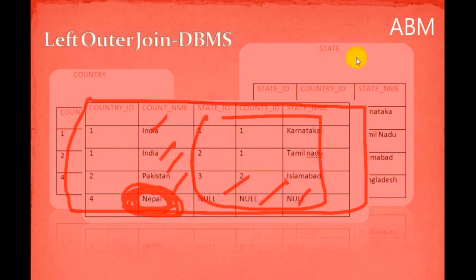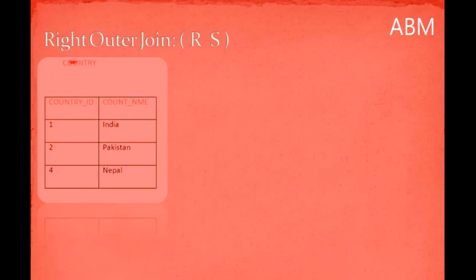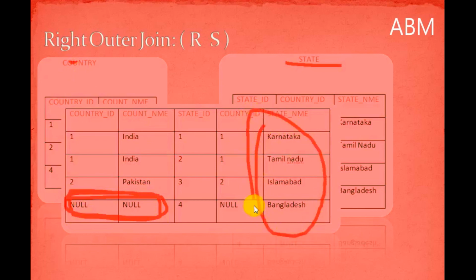In the right join, all the data from the right table which matches with the left one will be shown. For example, this is the same country table, and this is the same state table, and here you can see that Nepal is not listed because it is not in the second table. But Bangladesh is listed in the second table, on the right table, so Bangladesh is also listed here, but Nepal is not. In the first example, the left join, you noticed that Nepal was listed but Bangladesh was not, and this is the right join.